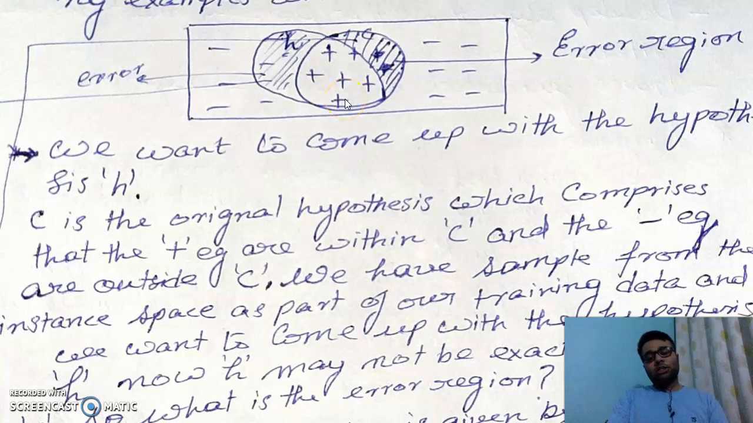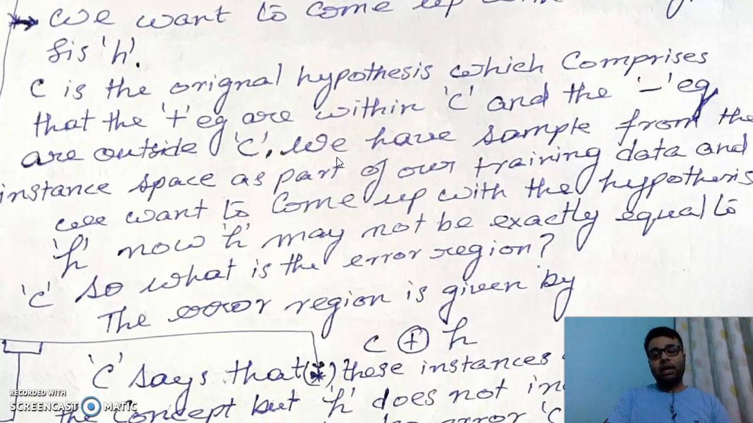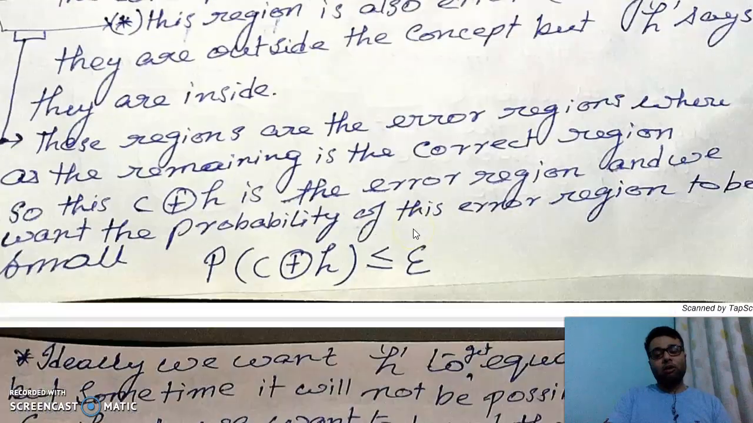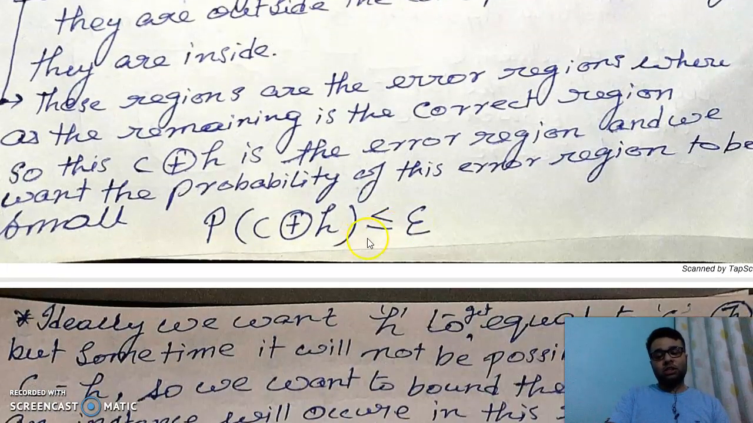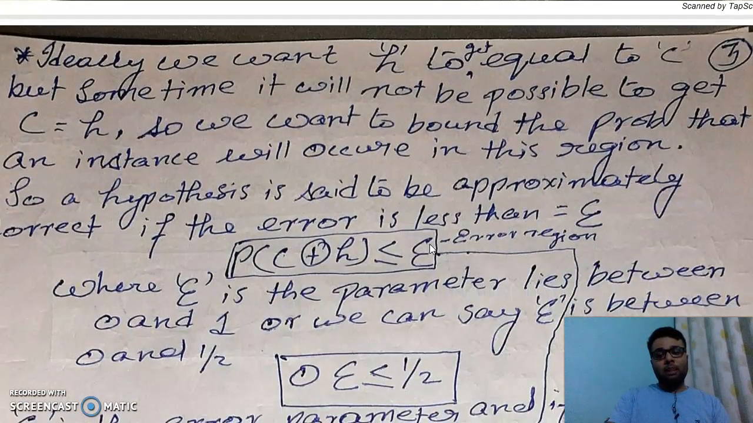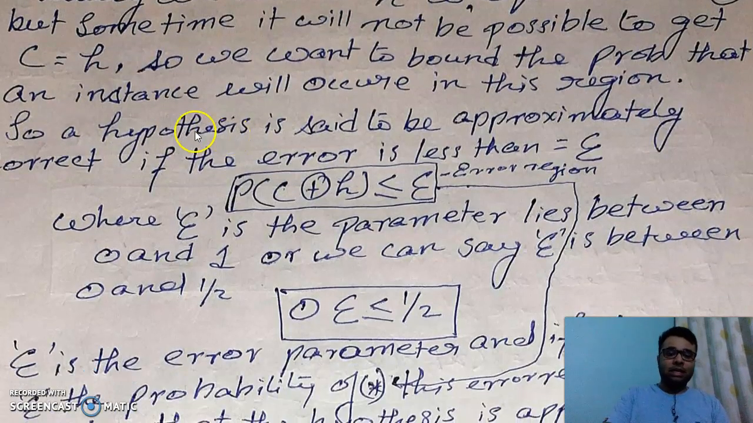So in order to make this particular model valid for learnability, we need to reduce the amount of error. When we reduce the probability of error of both the regions, we can make the learning feasible. Ideally, we want H to equal C, but sometimes it will not be possible to get C equal to H. So we want to bound the probability that an instance will occur in this region.